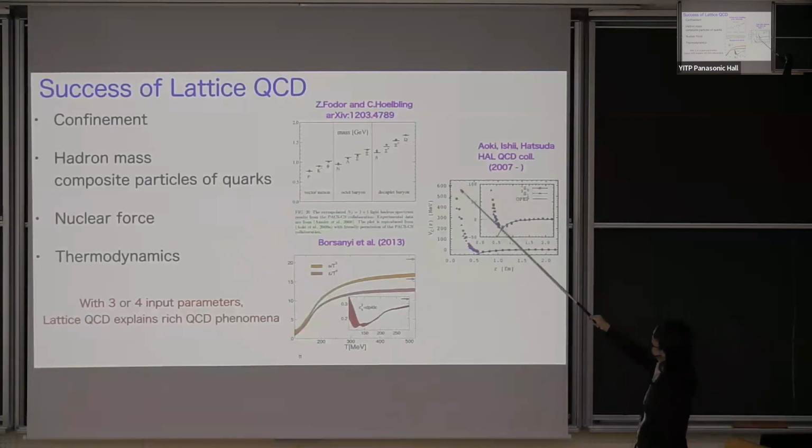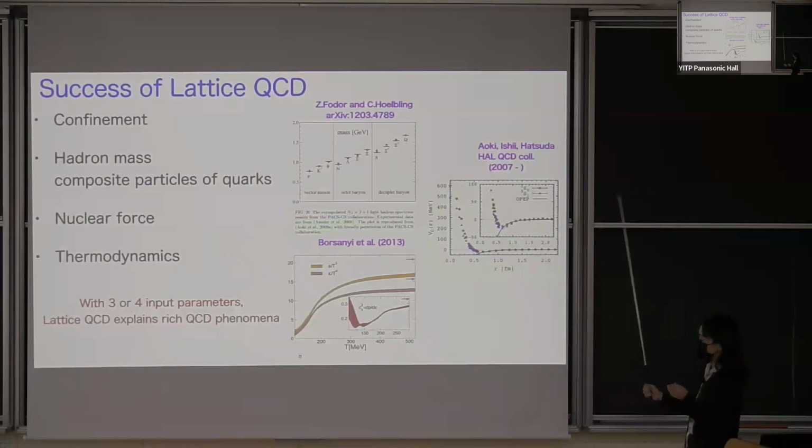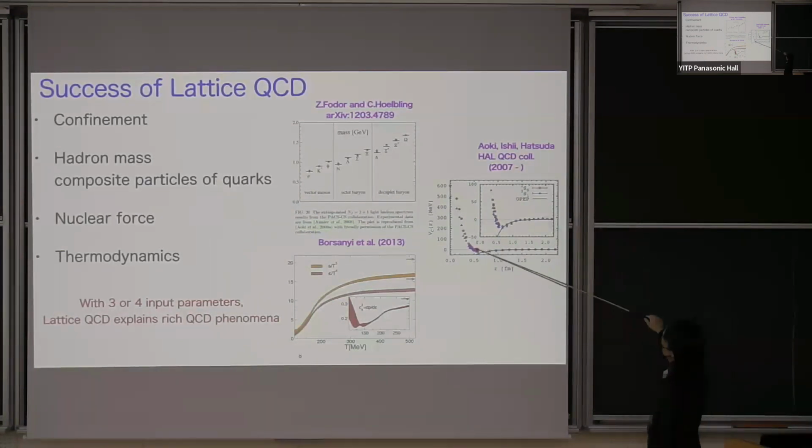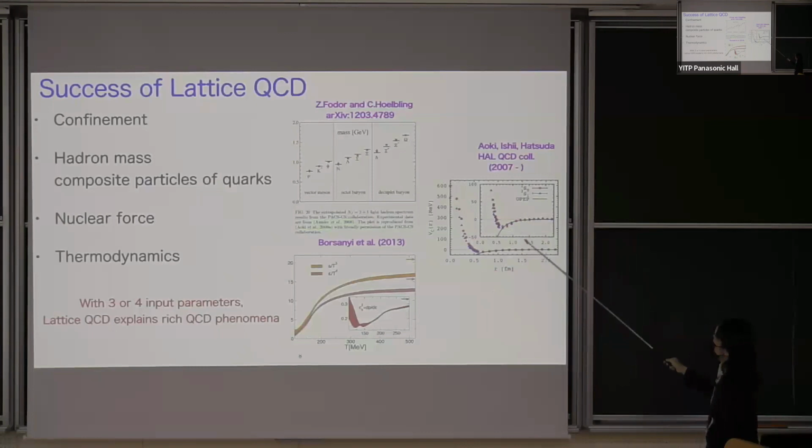So from this potential shape, we can understand why the nucleus never collapses. Because in short range, there is a repulsive core. And around 1 femtometer, there is an attractive force pocket. So this 1 femtometer indicates the size of the nucleus.